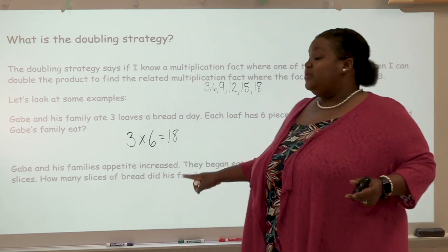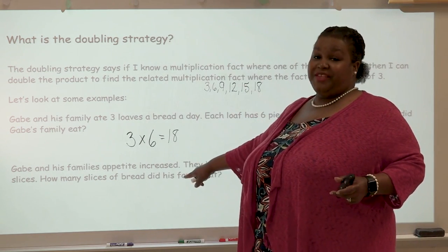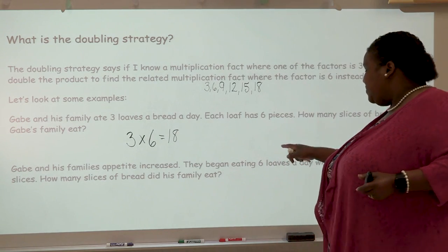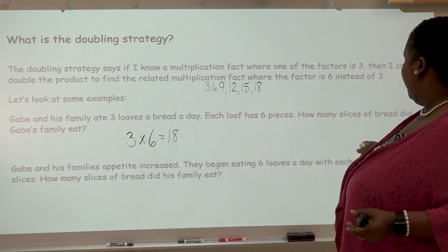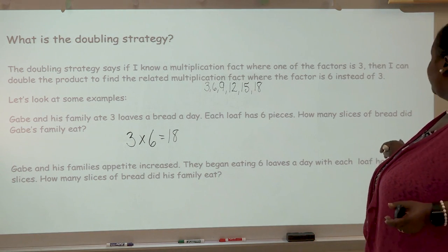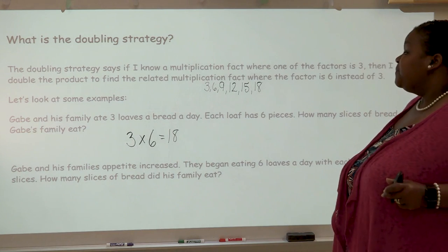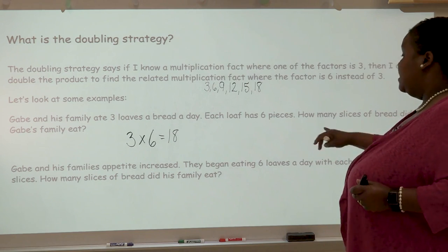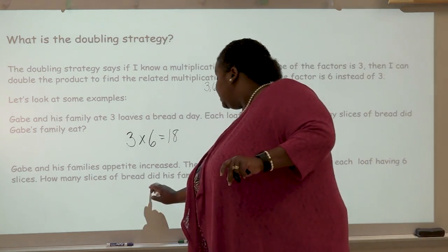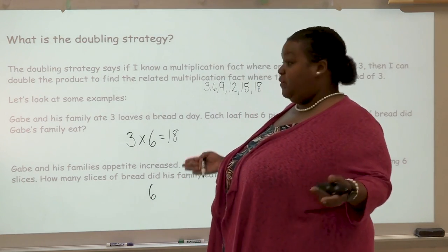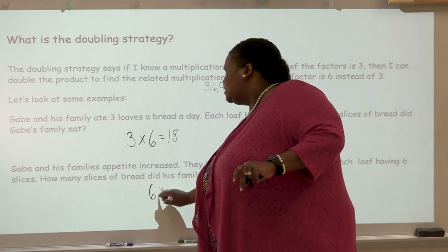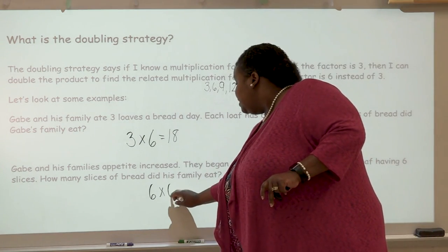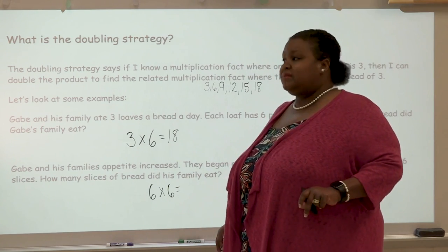Now let's see if we can use this problem to help us with this one. Gabe and his family's appetite increased. They began eating 6 loaves of bread a day, with each loaf having 6 slices. How many slices of bread did his family eat? So again, 6 is my first factor now. 6 is my group of. How many loaves? 6 loaves. How many slices is in each loaf? 6. So now 6 times 6.